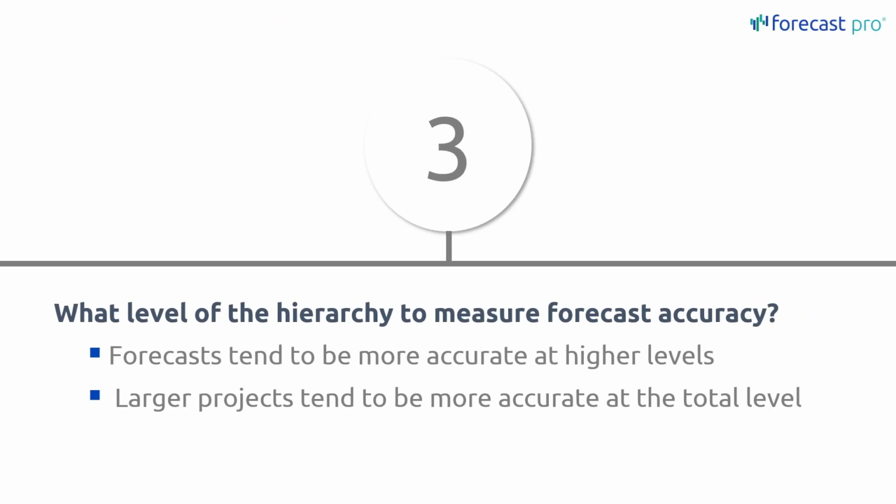Third, we need to determine what hierarchy level we're going to measure accuracy at. We can measure forecast accuracy at any hierarchy level in your Forecast Pro project. One of the things that's important to keep in mind is that the higher up you go, the better your accuracy tends to be. And in a weird quirk of statistics, the bigger your project, meaning the more items you have in your project, the better your forecast accuracy will tend to be at the higher levels. And this is not necessarily because we're forecasting better, it's simply because of a rule of large numbers.